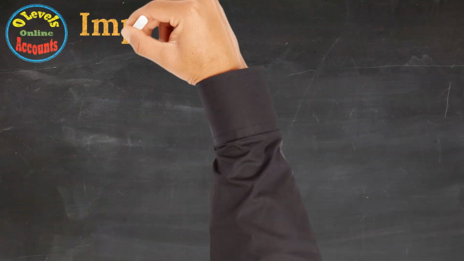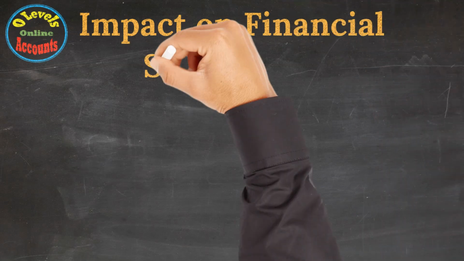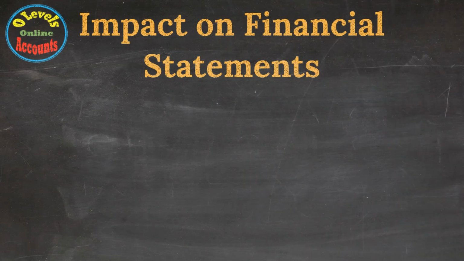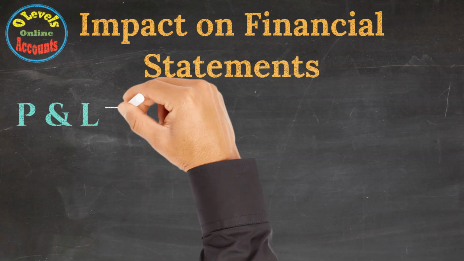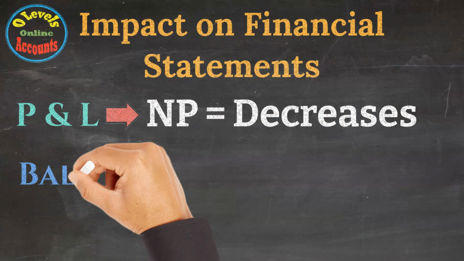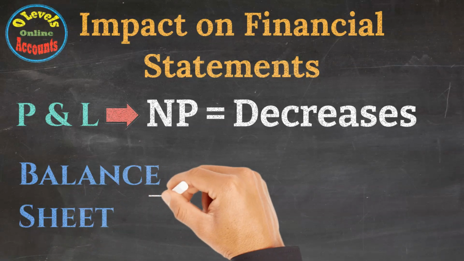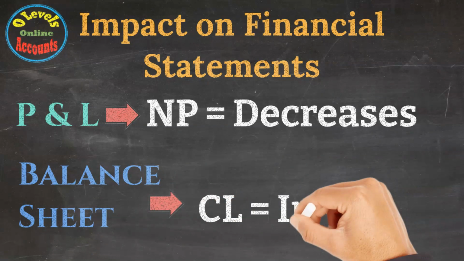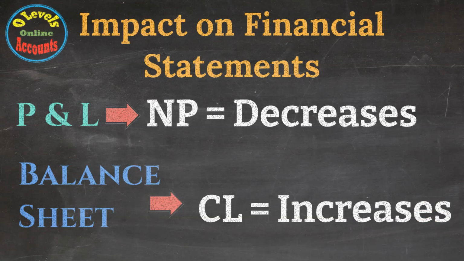In this slide we will examine the impact on the financial statements. Due to accrued expense adjustments, the net profit decreases because expenses are increased. In the balance sheet, the current liability of the current year is increased due to the creation of accrued expenses in it. Let's move to the next slide.